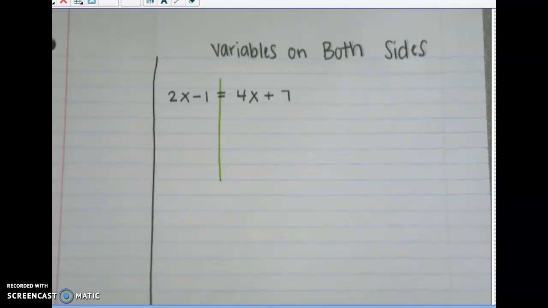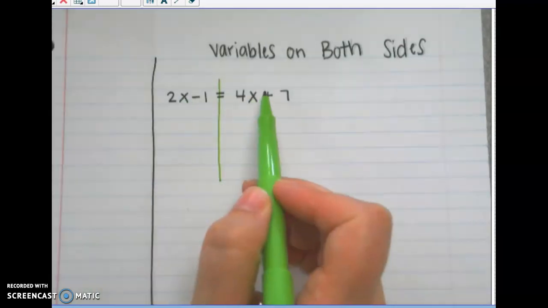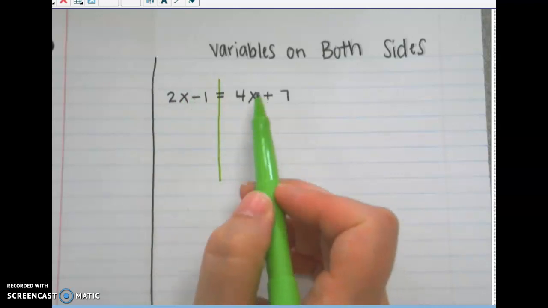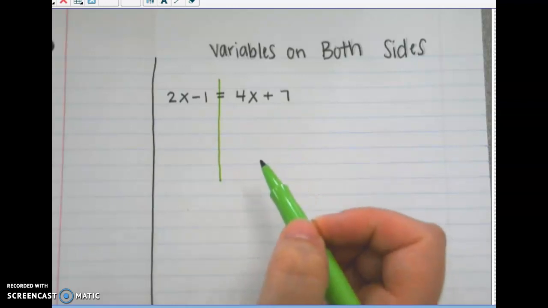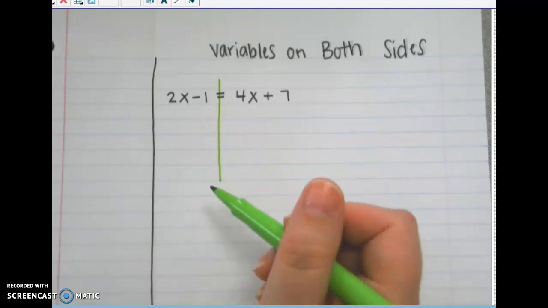So the two sides of my equation both have x. So that's what we mean by variables on both sides. There's an x on the left and there's also an x on the right. When you're solving your equation, you can do it a bunch of different ways. So just because this is what I do doesn't mean you can't do yours a little bit differently.